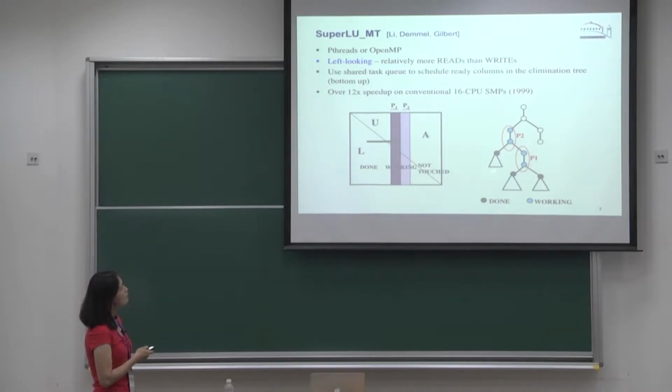So let's see, once this P1 finished its subtree, for example here, when both of these guys finish the subtree, then they can decrement the counter of the parent. Once the parent's dependency counter becomes 0, that means this panel becomes free. Then it's put in the task queue. Remember, we have a task queue. Then the other thread could come to the task queue to pick up a task.